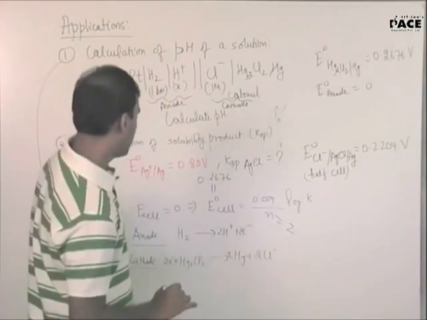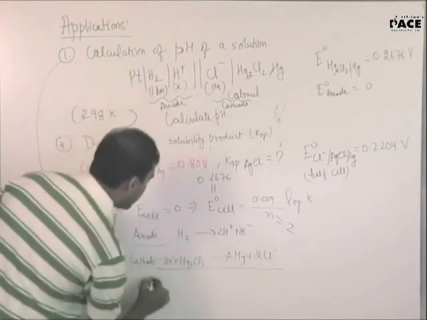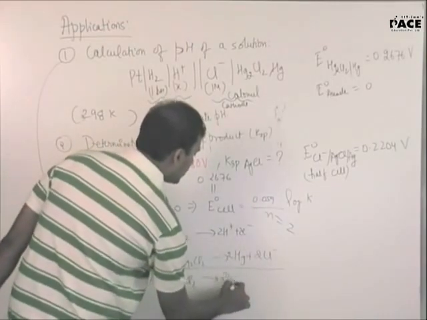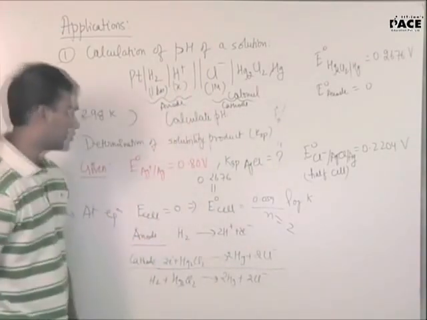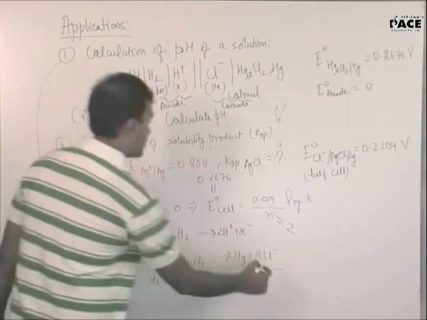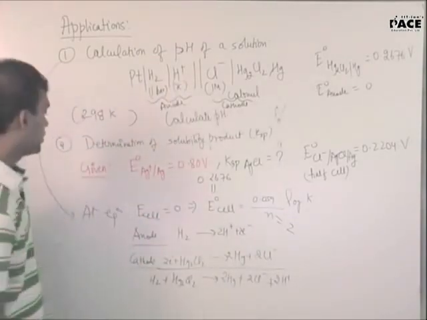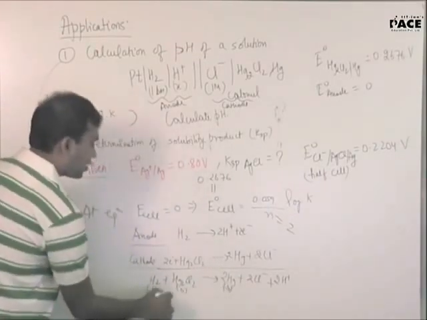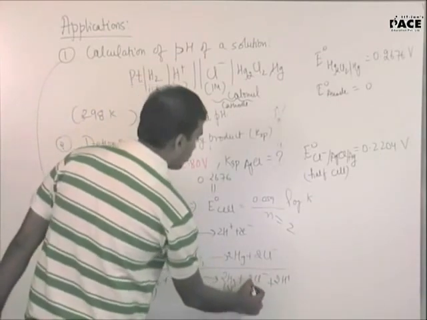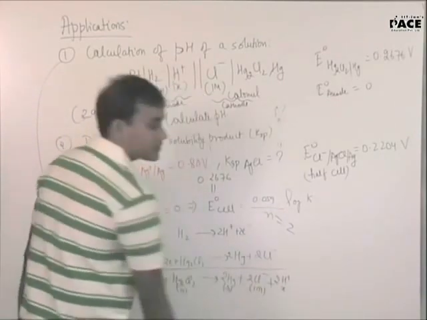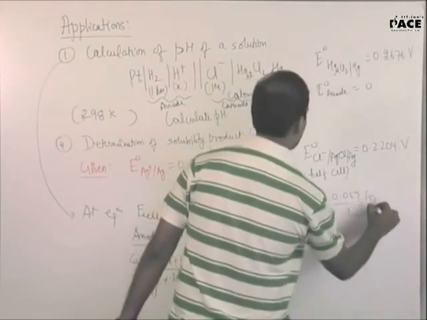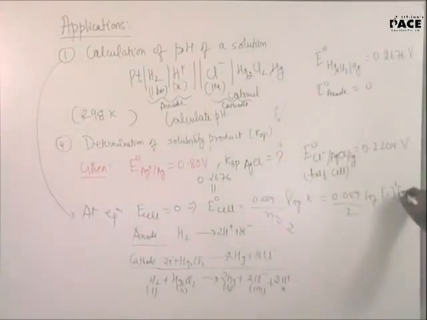And what is K? You add these two equations, you get the equation. So it will be H2 plus Hg2Cl2 gives 2Hg plus 2Cl minus plus 2H plus. This will be the equation. So this is given to you as 1 bar. Both of them are solid. This is 1 bar. This is given to you as 1 molar. You have to take it as X. So what will be the value of this? 0.059 by 2 log of 1 square into X square divided by 1.